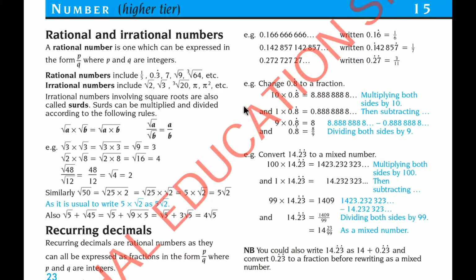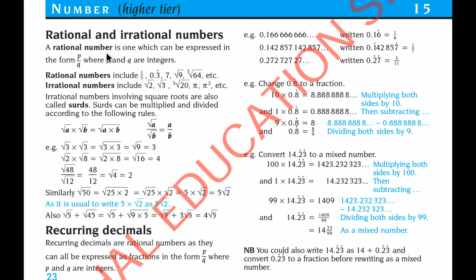Location Sri Lanka. Today I am going to discuss rational and irrational numbers and recurring decimals. Okay, this is under the number chapter. So I explain more about rational numbers, irrational numbers, recurring decimals, terminating decimals, infinite decimals. There are some special names for this, repeating decimals also, but I explain more. Okay, rational and irrational numbers.